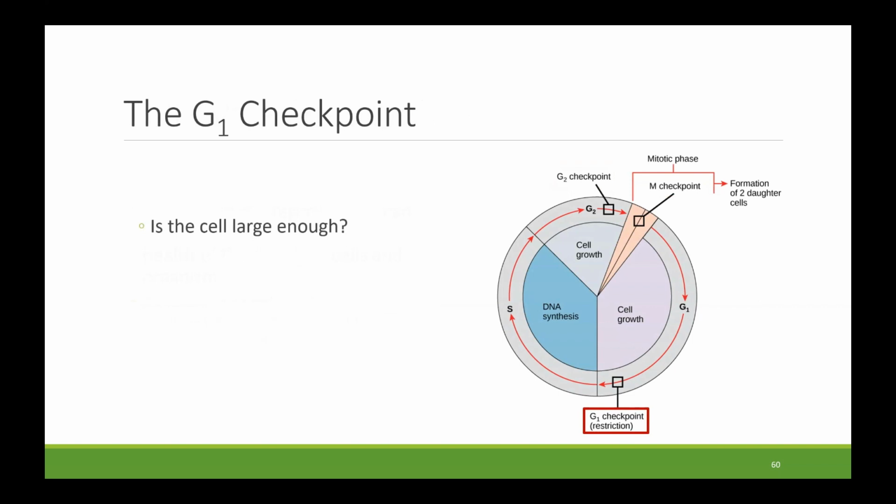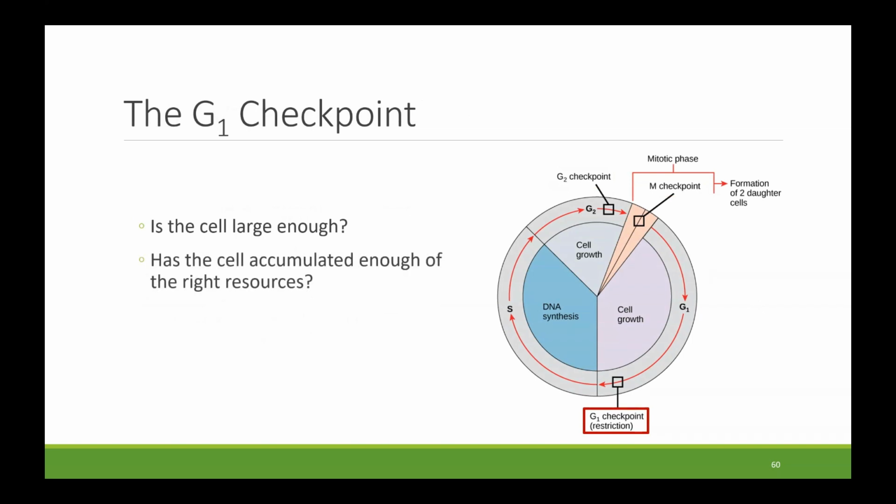During the G1 checkpoint, the cell will look for several things. It's been growing and developing throughout the G1 phase, and here at this checkpoint, the cell will ask, am I now large enough to commit to the reproduction process? Because once the cell moves into S phase, it's going to start expending a bunch of resources on duplicating its DNA.